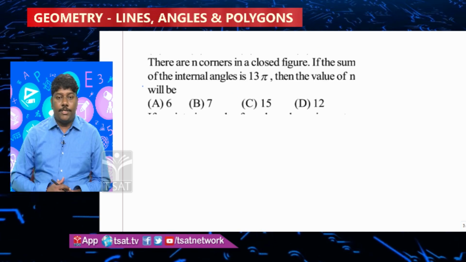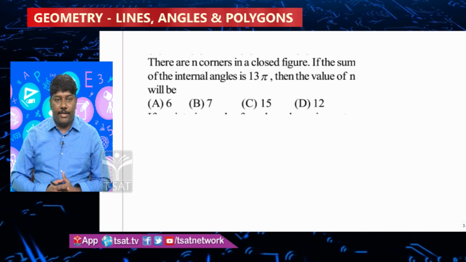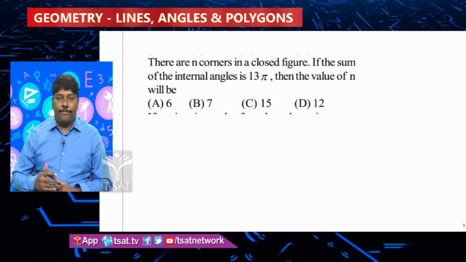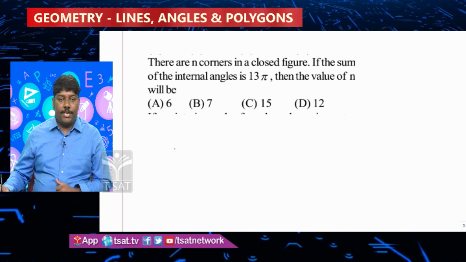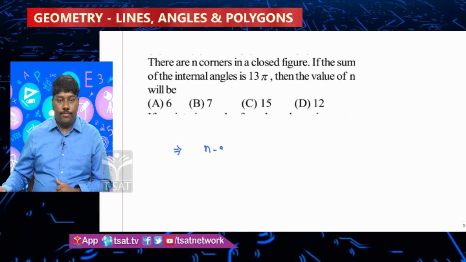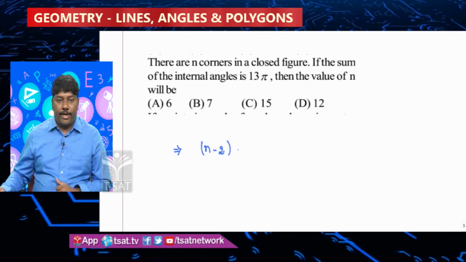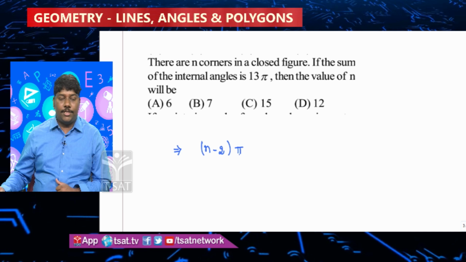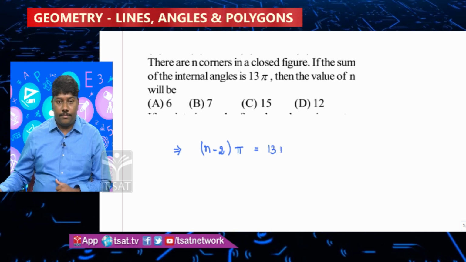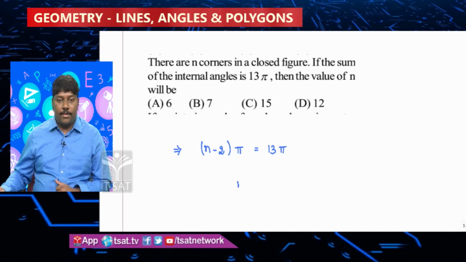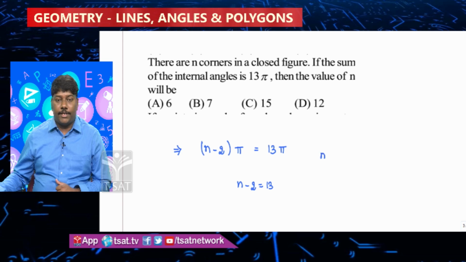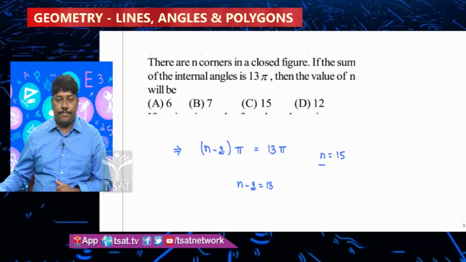There are n corners in a closed figure. If the sum of internal angles is 13 pi, it is given in radians, then the value of n will be. In radians, in place of 180 you just put pi, so n minus 2 into pi, because you just divide it by pi by 180, so it converts into radians. 13 pi, pi gets cancelled, n minus 2 is equal to 13, therefore the number of sides of the polygon is 15 sides.